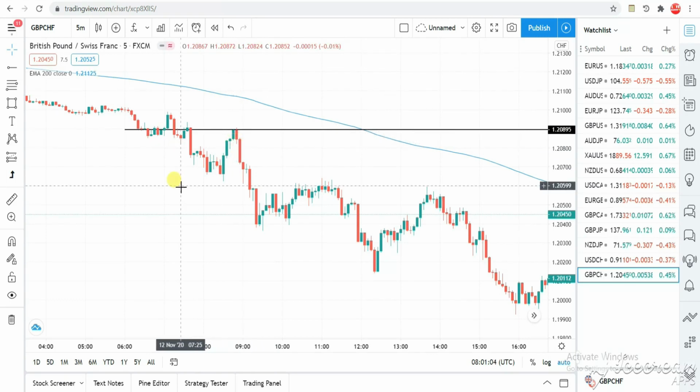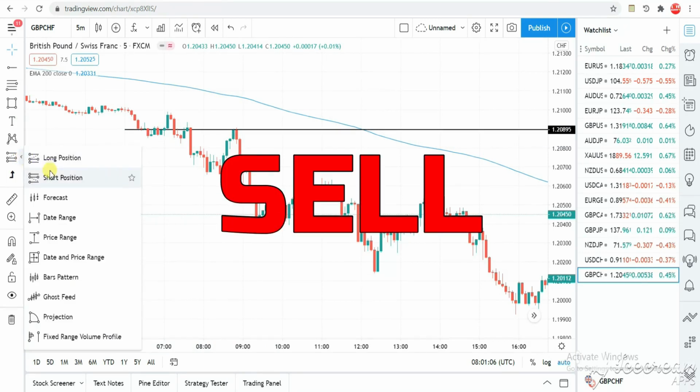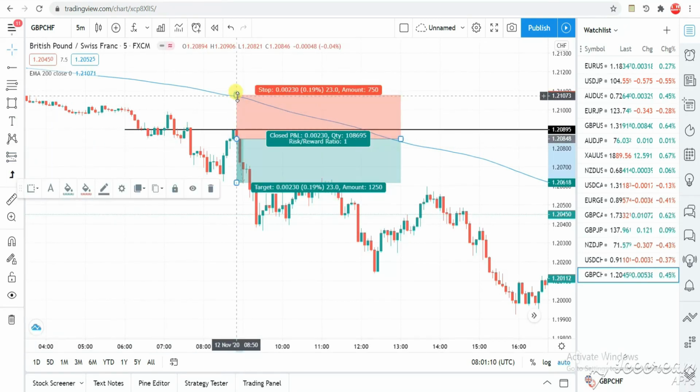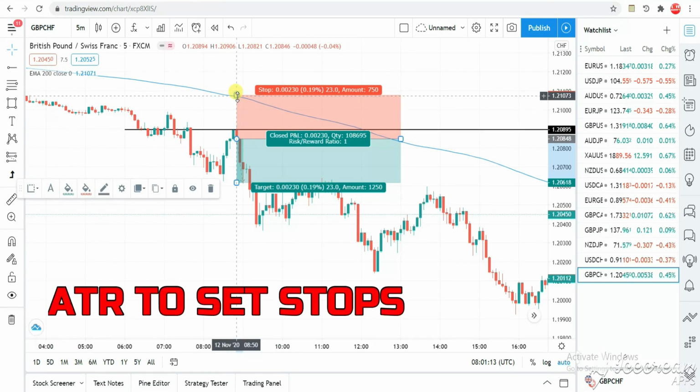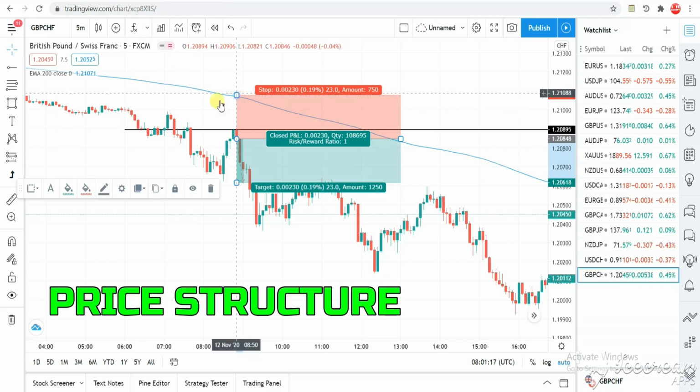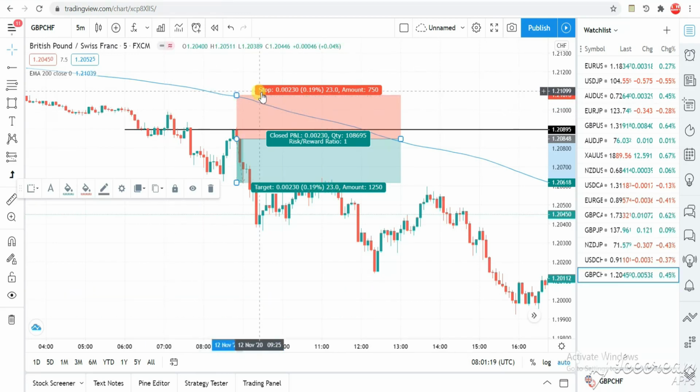So I'm looking to take a trade for a sell. You're probably wondering how I set my stops. I use ATR for my stops, or I use a previous level of structure, which is this high right here.